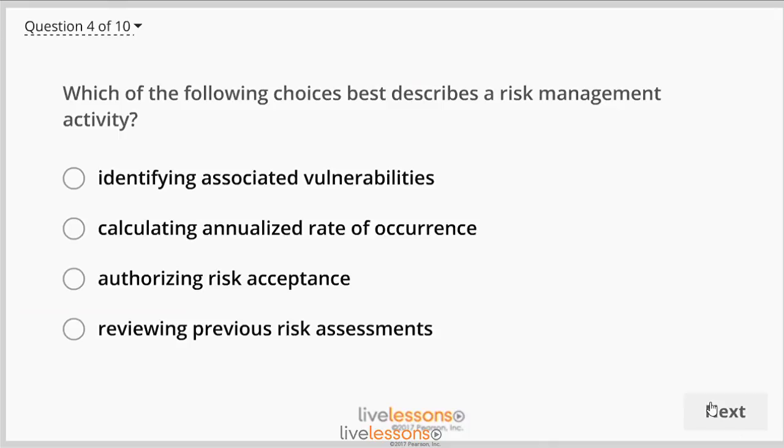But when we describe a top-level activity like risk management, what you want to do is look for the more managerial activity. So who in the organization can really do something managerial, I guess we'll use that term again. Identifying associated vulnerabilities, calculating annualized rate of occurrence, well, those are really part of the risk assessment process, but not necessarily a management process. Authorizing risk acceptance, definitely going to be a management process. Or reviewing previous risk assessments could be, but better chance that authorizing risk acceptance is going to be the right answer.